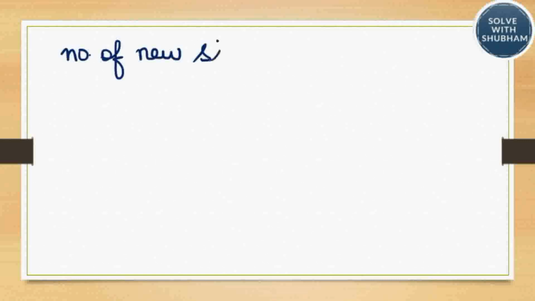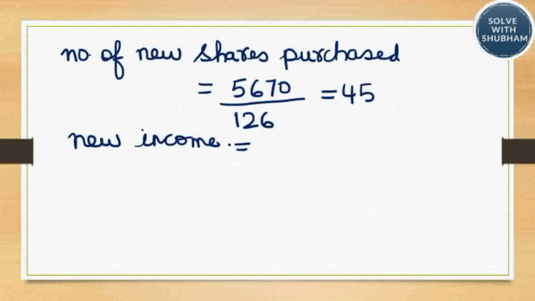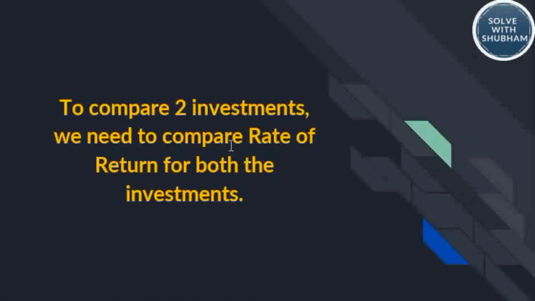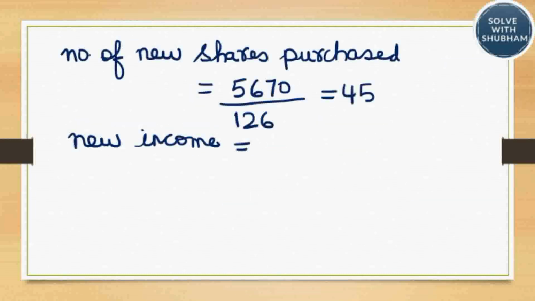Number of new shares purchased. Total money in his hands 5670, and he has bought one share for 126 rupees. So 45. Now his new income would be, go back to the question to find out his dividend percentage. It is 5% stock at 126. So 5 rupees, 5 into 45. So this would come as 225.